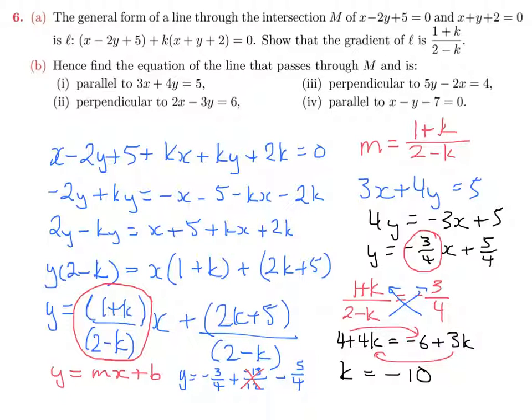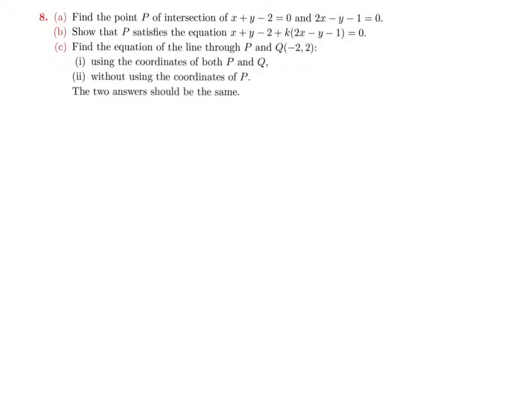The rest of the questions should be pretty easy. Just need to find the gradient of each of these equations, equate it to the formula for the gradient that we found to find k, and then sub back into y equals mx plus b. And that should be it. Here's another good question. I actually haven't read it yet, but we'll just work through it together.